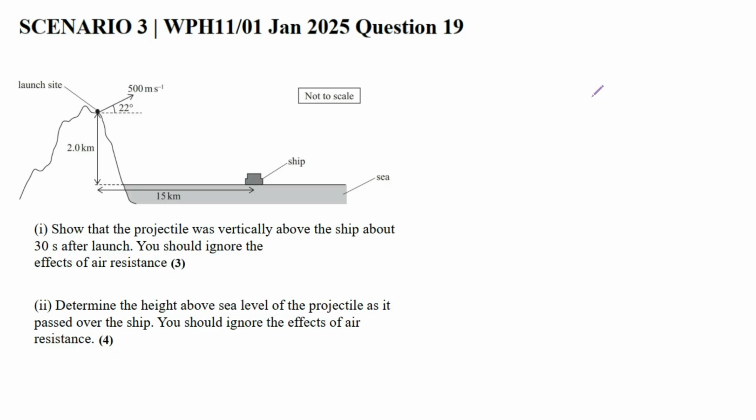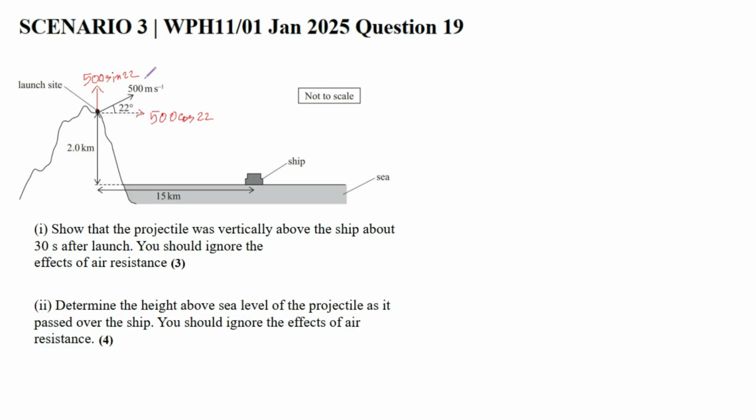Now, the moment of truth. This is one of the trickiest projectile motion questions that appeared in Jan 25, question 19. I call this scenario 3 because this time the projectile is launched from a height but at an angle. Whenever you see a velocity at an angle, my first suggestion is always to write down the components. This helps you visualize the whole scenario. So this is 500, and the horizontal component would be 500 cos 22 and the vertical component should be 500 sine 22.